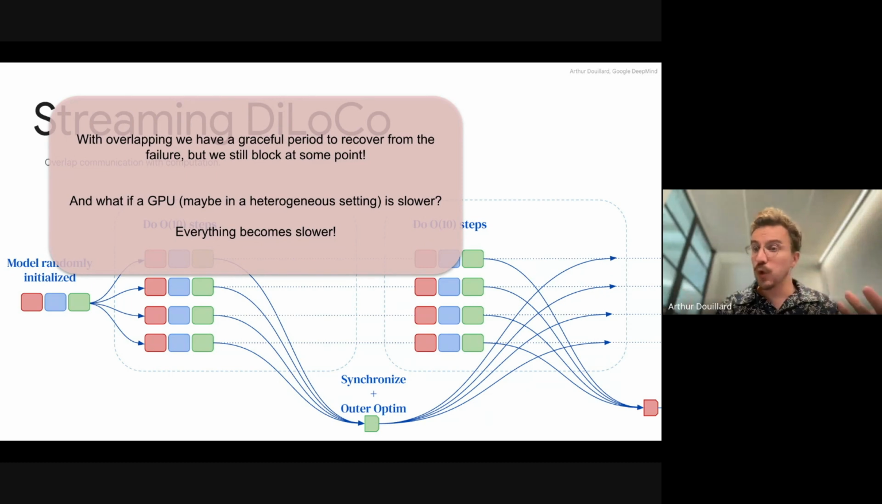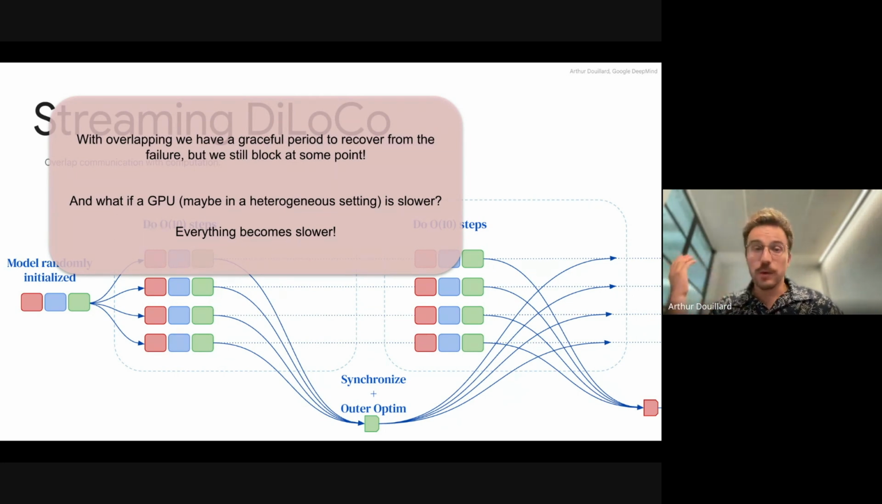Furthermore, you still need to do communication, but that communication is very rare, every hundreds of steps. So maybe you can recover from that failure fast enough to then come back and do the synchronization. And because we overlap, we can have some kind of graceful period where we can try to recover from that failure.